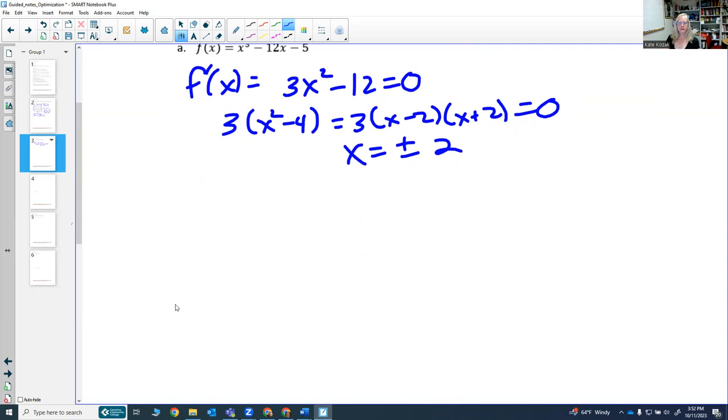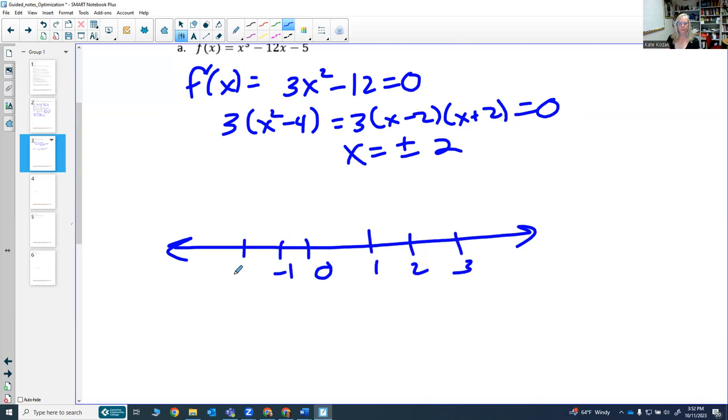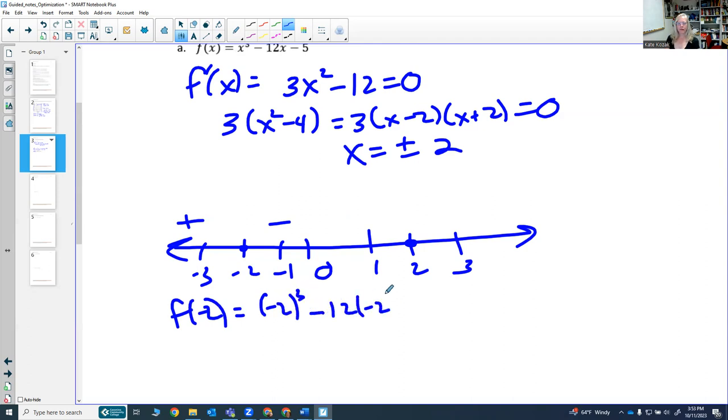Using the first derivative test, drawing a number line, putting negative 2 on your number line, putting 2 on your number line. Since the derivative is positive below negative 2, when you try a number below negative 2, and negative after negative 2, f of negative 2, which is equal to negative 2 cubed minus 12 times negative 2 minus 5, is equal to 11, is a local maximum.